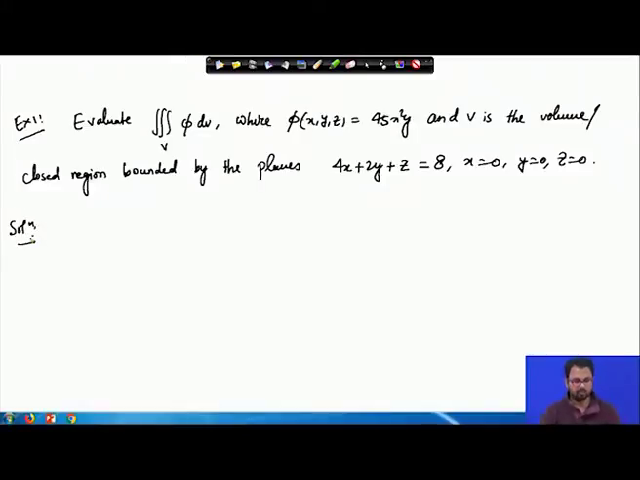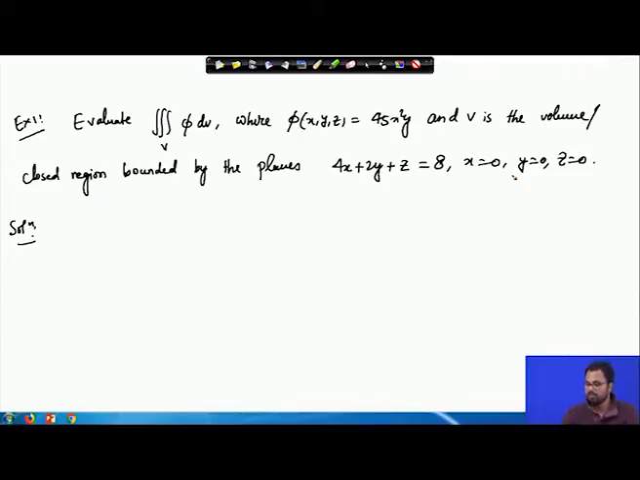So, obviously, drawing this region is very easy because it is bounded by the planes x equals 0, y equals 0 and z equals 0, and by the plane 4x plus 2y plus z equals 8. So, you can draw this plane in 3D, and it is fairly a simple domain, basically a bounded volume, all right.